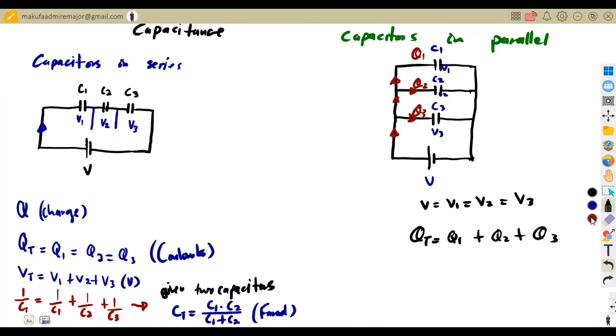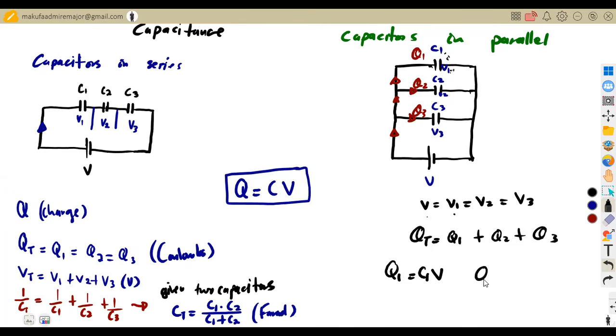What is this charge that we are talking about? Charge is simply the product of capacitance and the voltage. So if we are to use this, Q1, the charge at this point here, is going to be C1 times V1, whereby we said V1 is equal to the total voltage. So it's going to be C1 times V, the one that we have as our supply voltage.